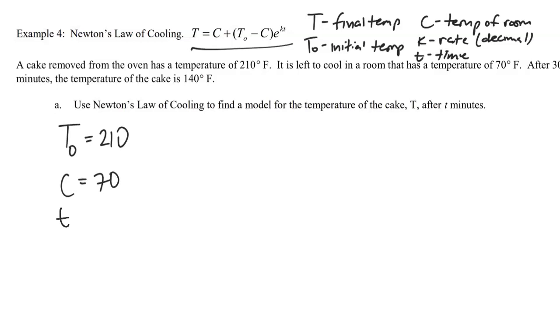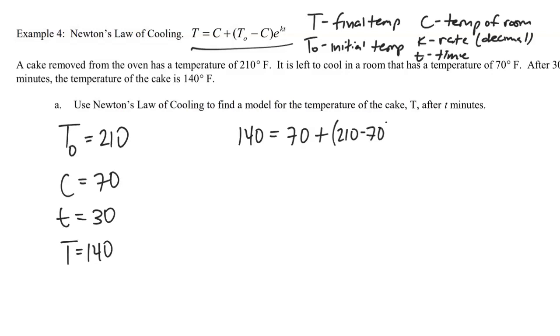After 30 minutes, that's going to be my time in this particular case. We are going to have a temperature of the cake which is 140 degrees, and so that is going to be my final temperature, 140. Plugging into this equation, I'm going to start with T, which is 140, is equal to my C value of 70, plus my T sub 0, 210, minus my C, which is again 70, e to the kt, which I'm going to write as 30k. My objective now is to solve for k.